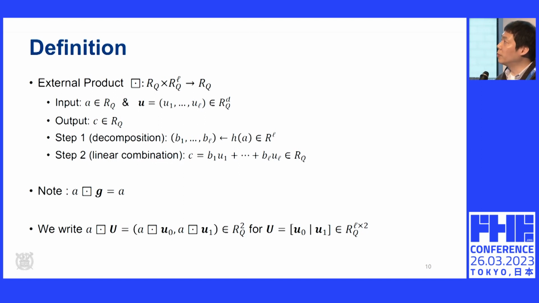From the definition of a Gaussian decomposition, if you take the external product between any polynomial A and the Gaussian vector G, then you recover the original A. And when U is a pair of two vectors, U0 and U1, I will denote the two external products by simply using the same notation.